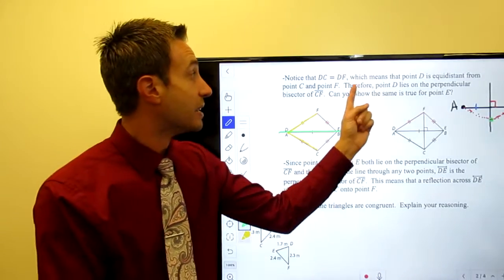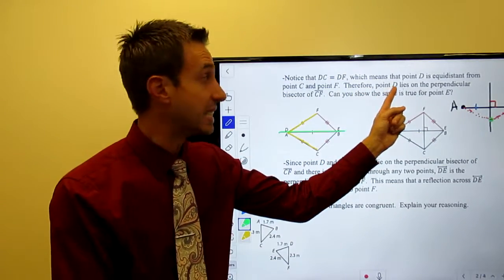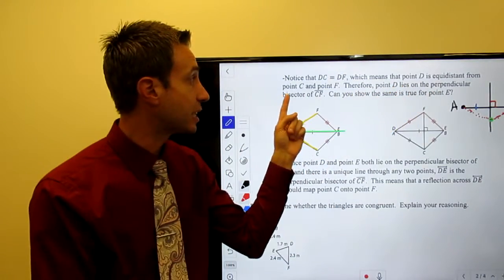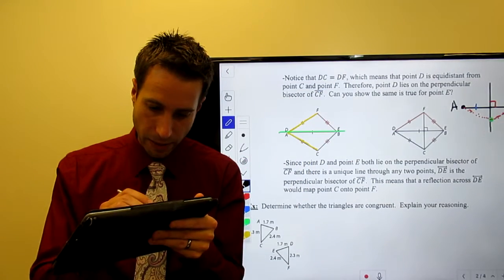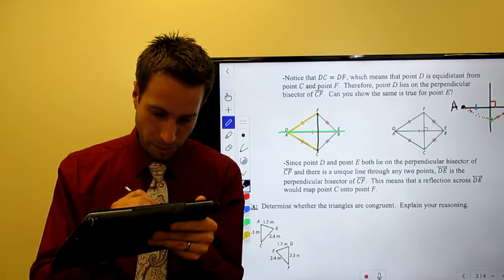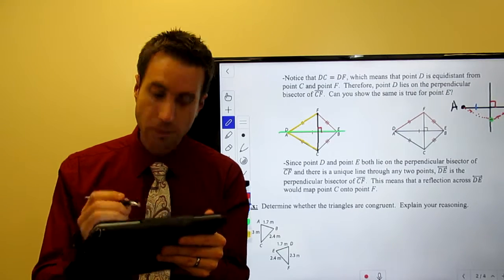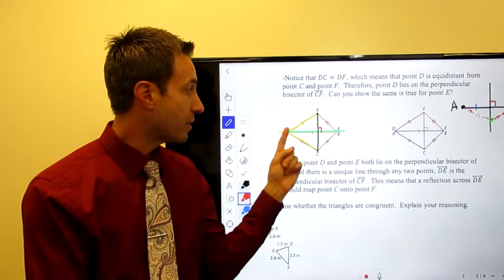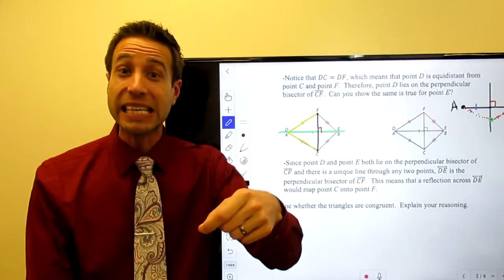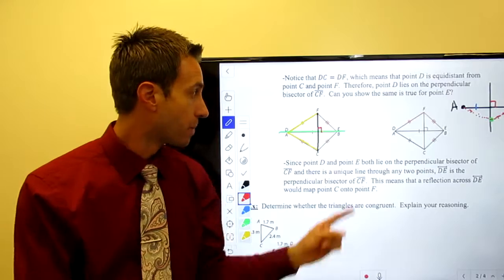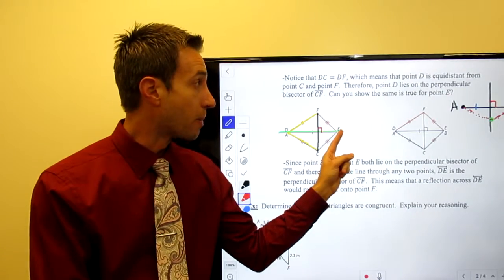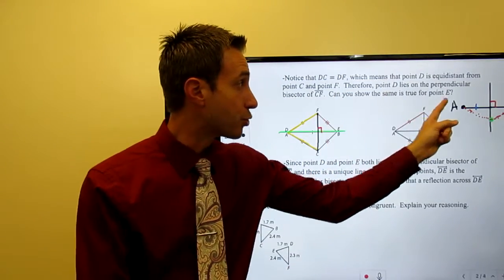Yes, right there. Therefore, point D lies on the perpendicular bisector of CF. CF is this guy right here. So what we've got then is D lies on the perpendicular bisector of CF. One more, same idea for E. You can show the same is true for point E.